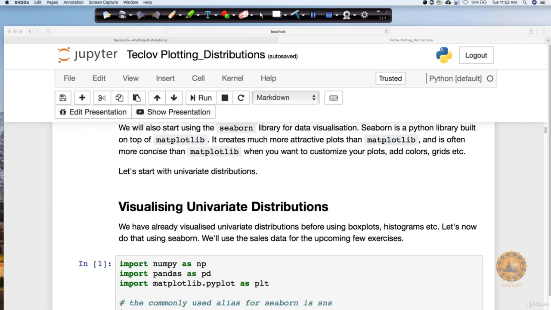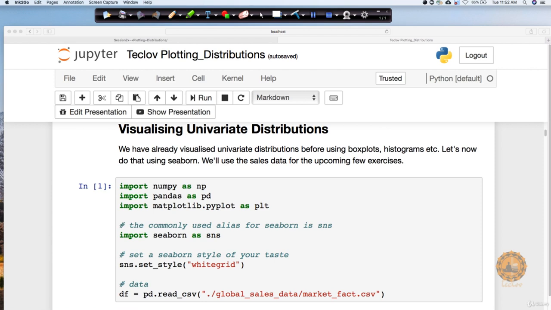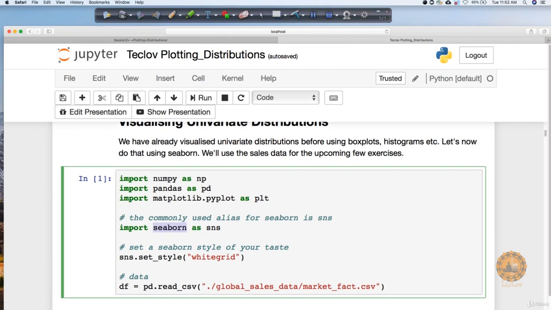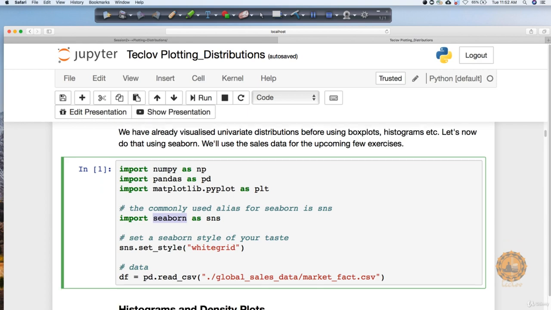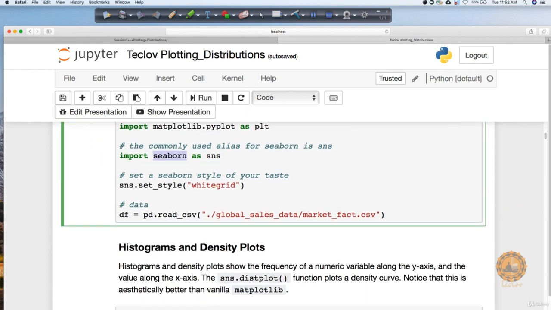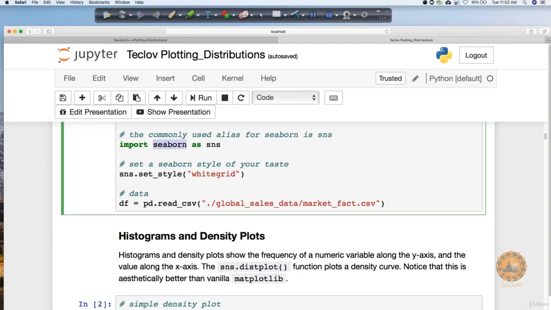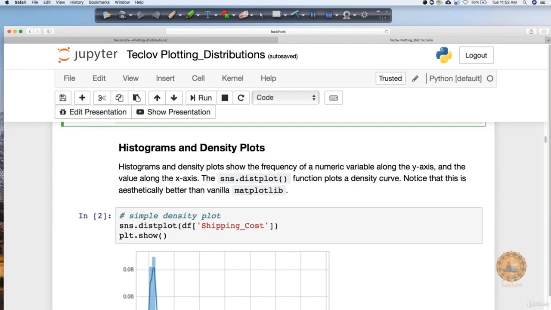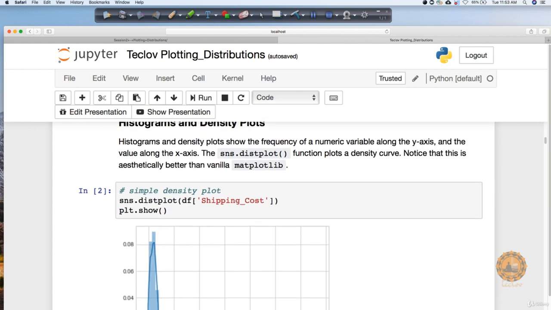Now, in order to work with Seaborn, you need to import the Seaborn package. If you don't have it, you definitely need to go ahead and install it. In this case, I'm going to use a data set coming from market_fact.csv. Once I do this, we are going to look at some Seaborn analysis.